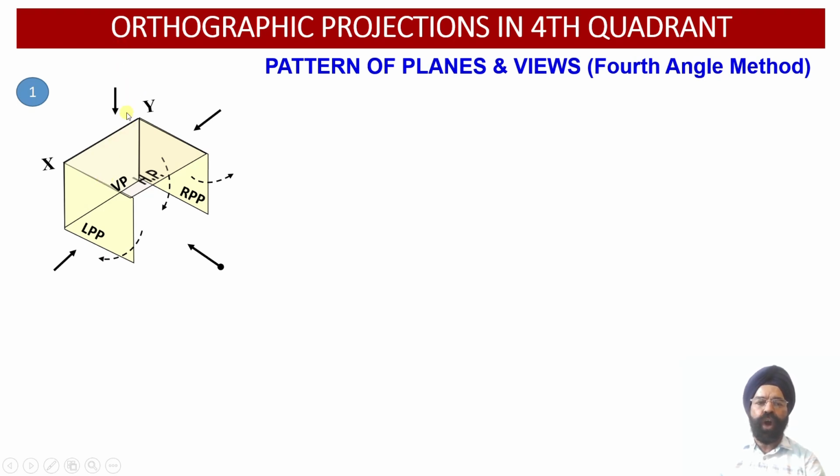But the top view orthographic projection will be obtained on the horizontal plane. Now, this horizontal plane will be rotated in the clockwise direction or the downward direction, leading to overlapping of this horizontal plane with the vertical plane.